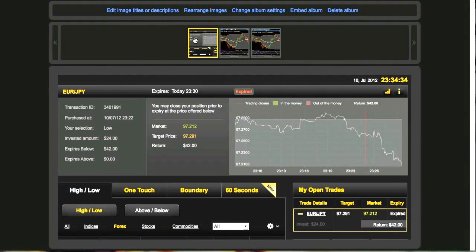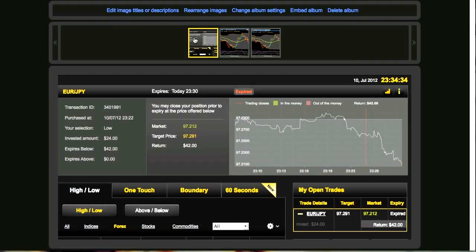My name is AJ, and today I'm going to be showing you a 15-minute expiry, not a 60-second, a 15-minute expiry. I know, very unusual for me, that I placed on July the 10th, 2012, at around 11:30 at night. It was a put option with a market target price of 97.291, ending up at 97.212. So a solid winner, really solid.